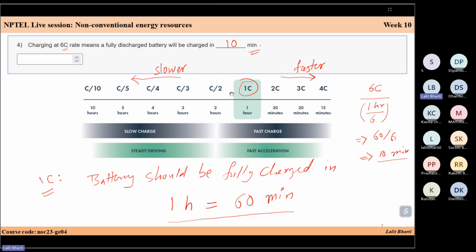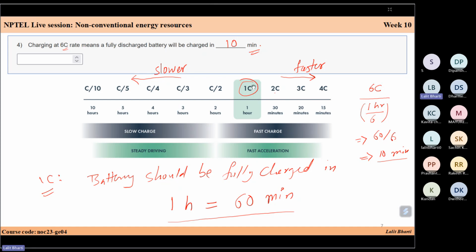Whatever capacity you have of the battery, if you are charging your battery in 1 hour, then your charging rate is 1C. So it is irrelevant what the capacity is. Let's say you have a 100 mAh battery or a 1000 mAh battery. If you are charging at 1C, your current density will be different for both of them, but they should be charged in 1 hour. So 1C means the battery should be fully charged in 1 hour, which is 60 minutes.